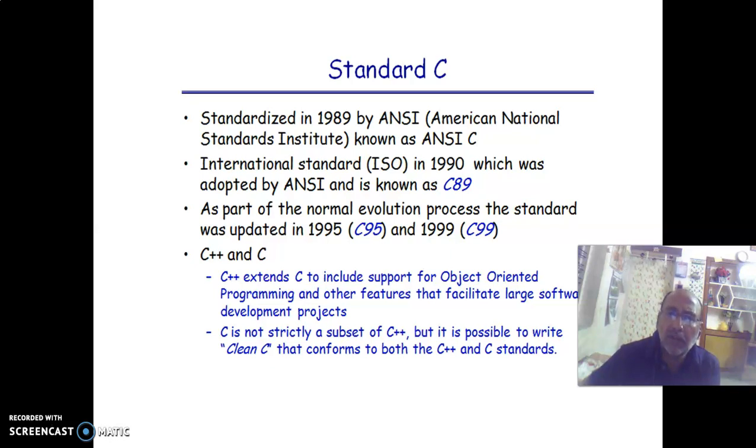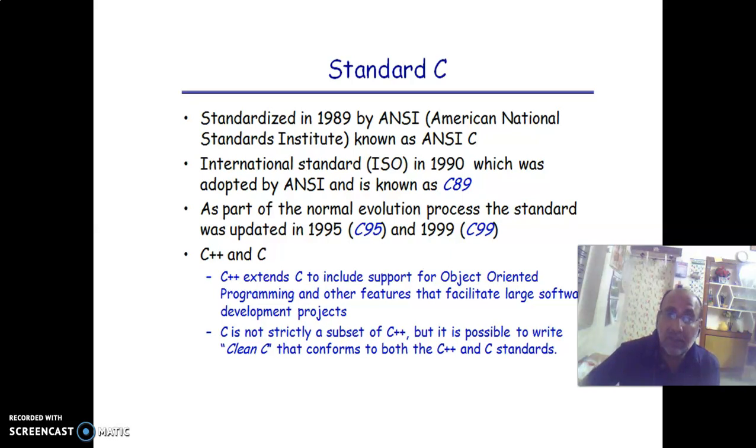After that, the evolution went on. It was updated in 1995. That particular language is called C95, and at the time of 1999, C99. After that, they standardized the language. That is the traditional C language.